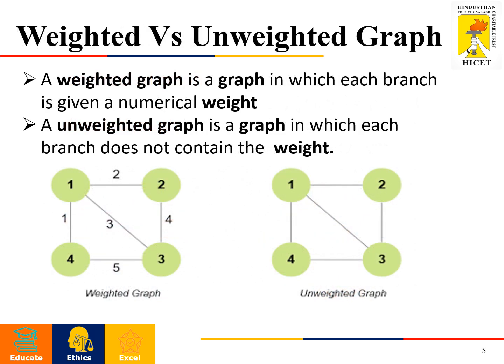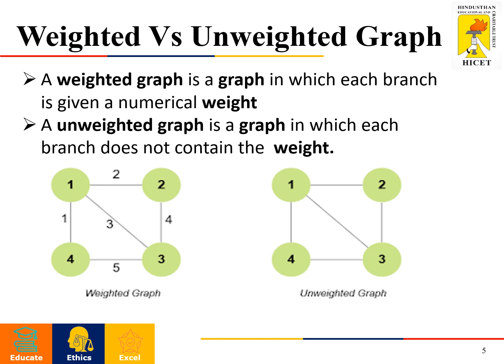Weighted graph versus unweighted graph. The difference between the weighted graph and the unweighted graph is we have to mention the cost or weight in the edges. This is the example of weighted graph. Here the edge 1 to 2 is connecting the vertices 1 and 2. The weight is 2.